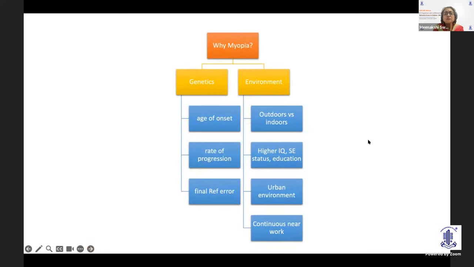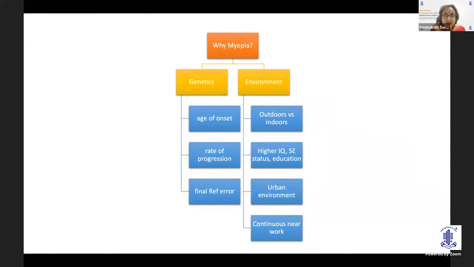All right. So you may come back to a very fundamental question, which parents all the time ask, why did my child develop myopia? Well, genetics is a very big deal. And genetics is what decides the age of onset of myopia, the rate of progression, and the final refractive error. So if one parent, two parents are myopic, all this determines whether the child will become myopic or not. How about the environment? Very, very important. Children who are outdoors a lot, less myopia. Higher IQ, higher socioeconomic status, higher education, all associated with higher myopia.